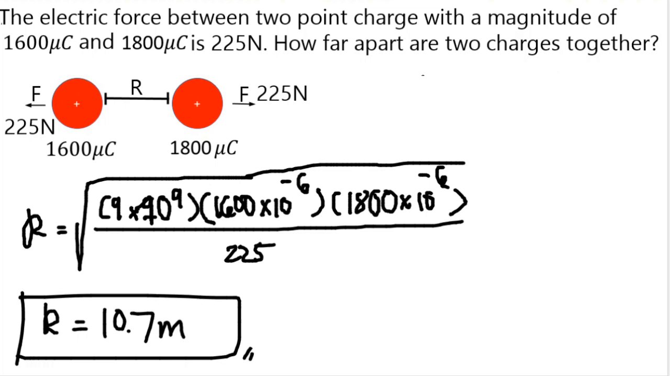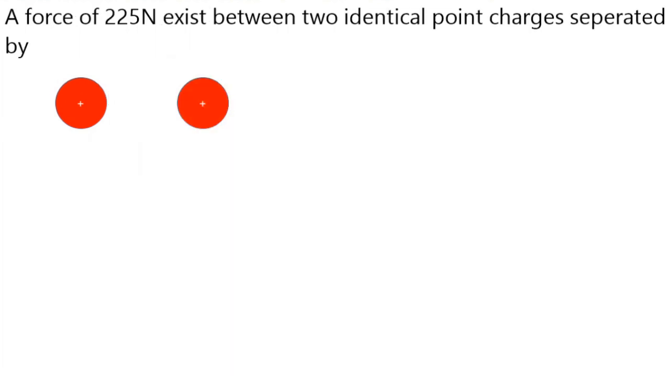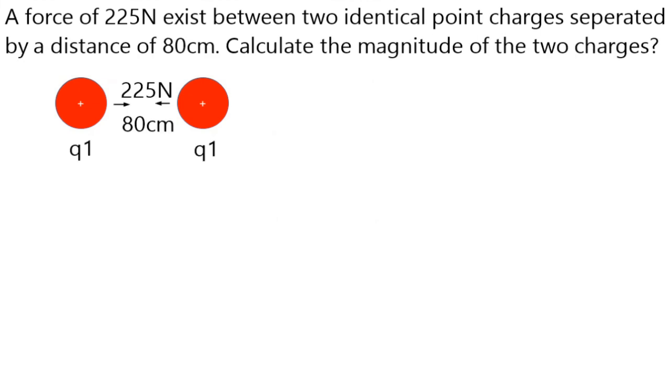Okay, so let's just write this. So there you have it. That is the distance between them. Now let's move on to another problem. A force of 255 newtons exists between two identical points separated by a distance of 80 centimeters. Calculate the magnitude of the two charges.